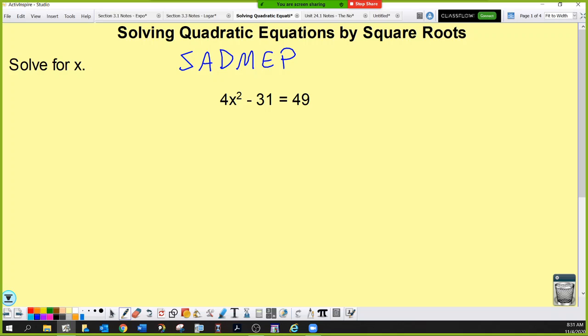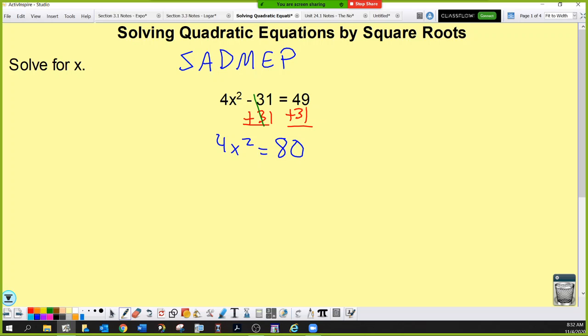That's how you get x by itself. SADMEP. So we're going to begin by doing addition and subtraction. Just trying to get x by itself. Good old Algebra 1 skills. So the first thing I'm going to have to do to get this x by itself is I'm going to have to move that 31. Add 31 to both sides, like so. 4x squared equals 80. Remember, your next test is no calculator.